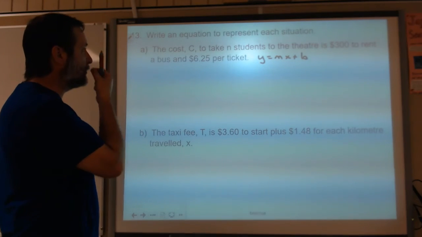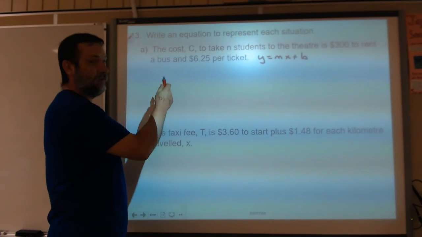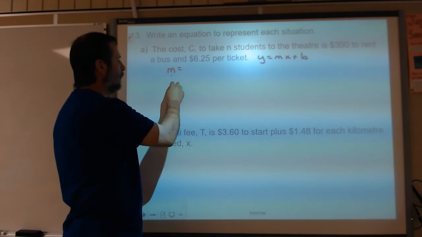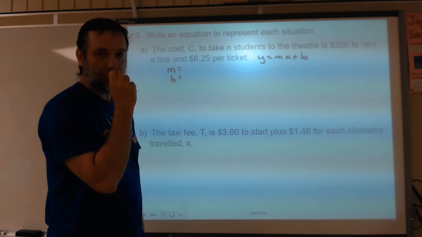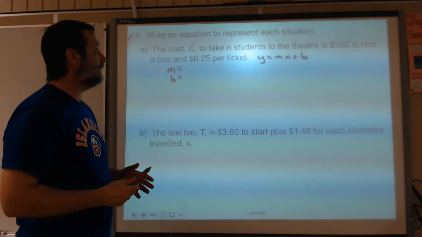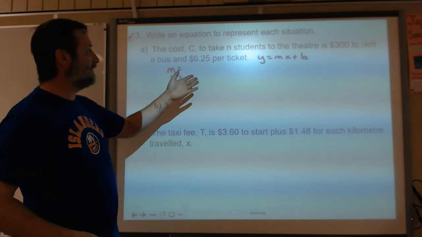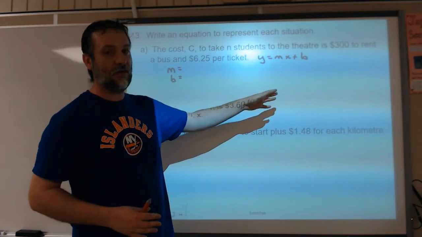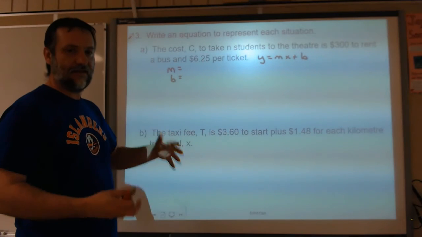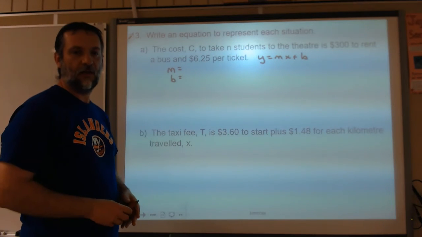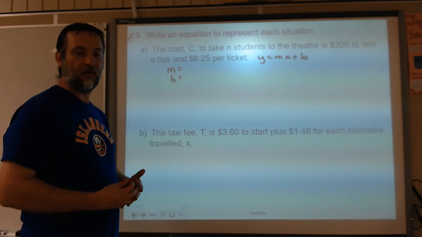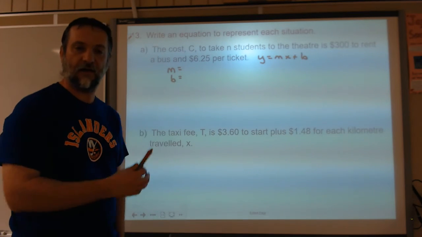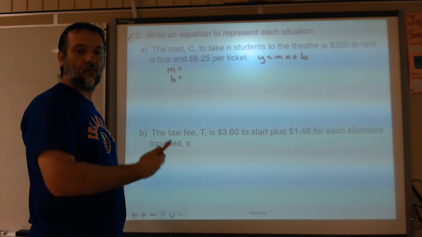So in this question, what we're going to have to look at before we can make an equation is we need to find out what the slope is and what the y-intercept is. In this context, the cost C to take N students to the theater is $300 to rent the bus and $6.25 per ticket. So, right, our slope is our rate of change, which is the easiest one to find in a question. What is the rate of change?